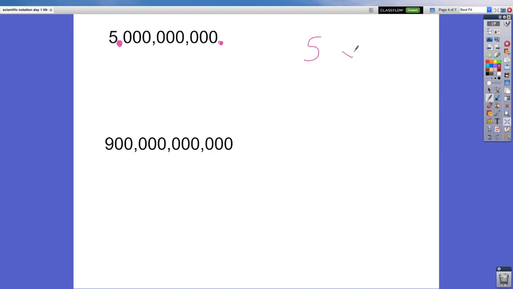So now how many spots do I move it? Let's find out. Count with me. 1, 2, 3, 4, 5, 6, 7, 8, 9. 5 times 10 to the 9th power. Okay, how are we feeling about that so far? Try the next one on your own.